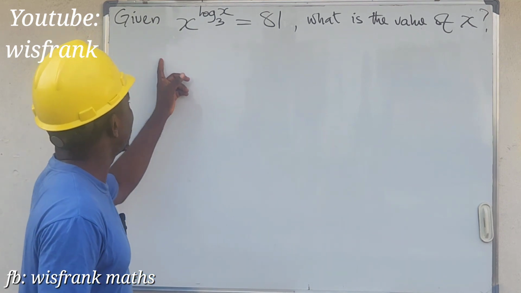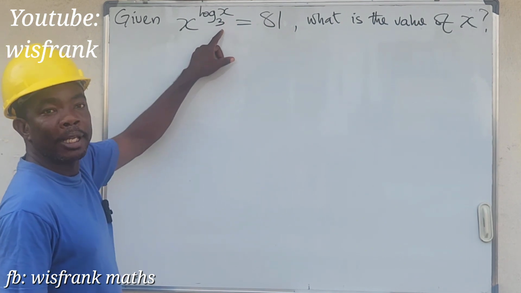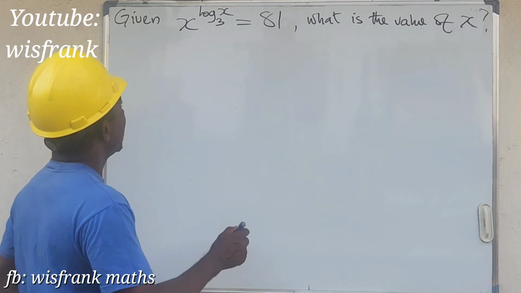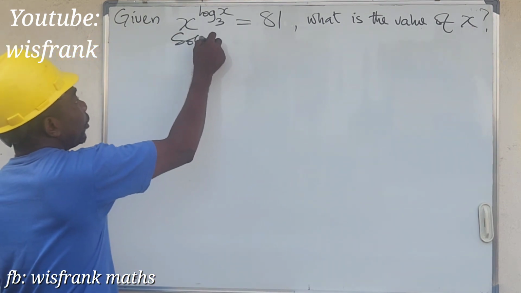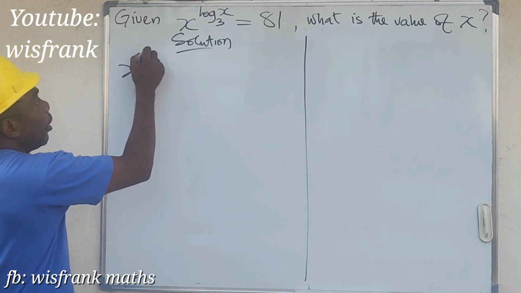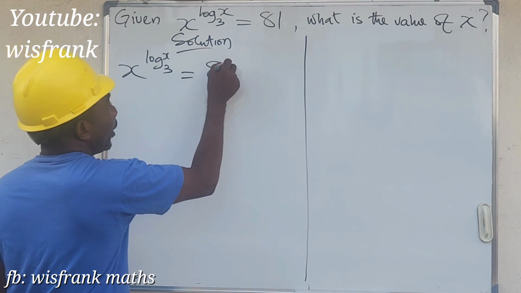Today we are looking at this question and it says: given x to the power of log x base 3 equals 81, what is the value of x? So in this case, we are going to find the value of x. So we have the solution. Here we are given x to the power of log x to base 3 equals 81.